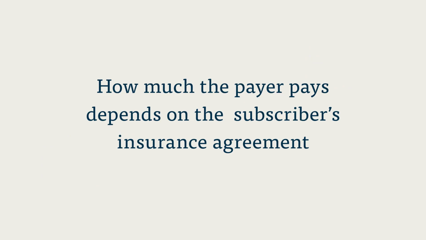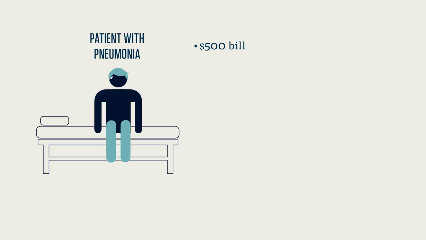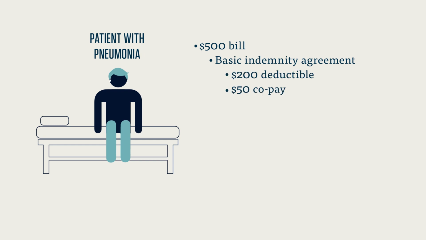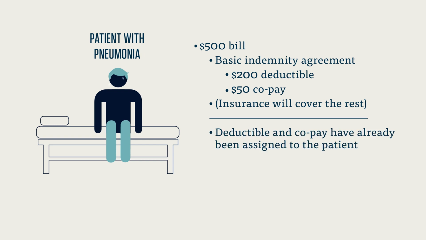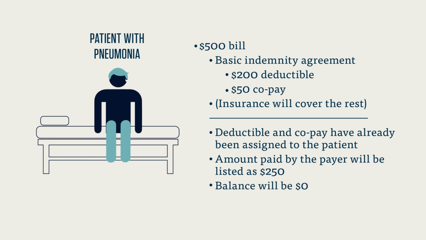How much the payer pays depends on the subscriber's insurance agreement. For this first example, let's say that our patient with pneumonia has a basic indemnity agreement for which he owes a $200 deductible and a $50 copay. After he's paid that amount, his insurance will cover the rest of the procedure. The deductible and the copay have already been assigned to the patient, so the first $250 will be left off of the bill. Instead, the amount paid by the payer will be listed as $250 and the balance will be zero.